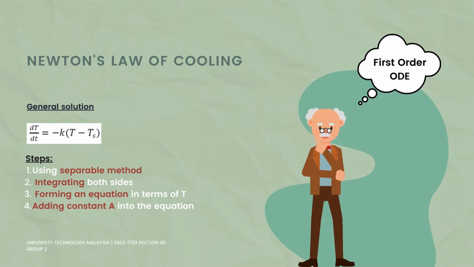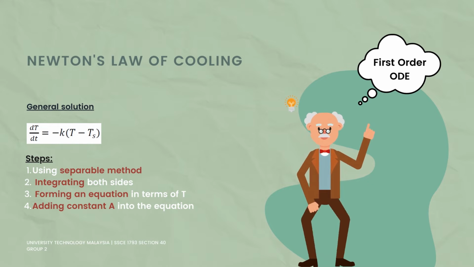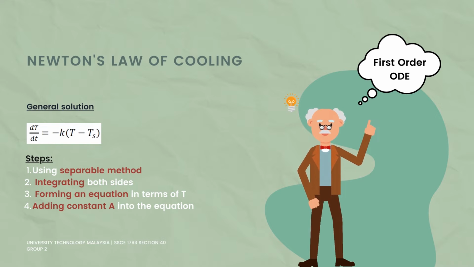The general solution to solve problems involving Newton's law of cooling is to first use the separable method to separate the terms to different sides of the equation. We then integrate both sides. And then, we form an equation in terms of T, temperature. Finally, we add the constant into the equation.